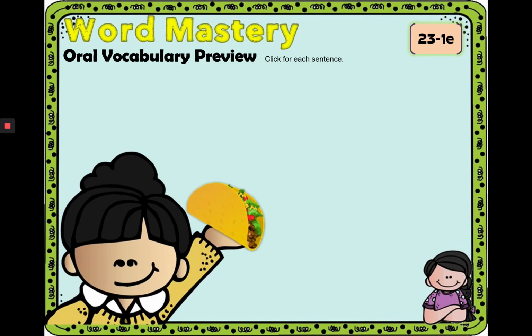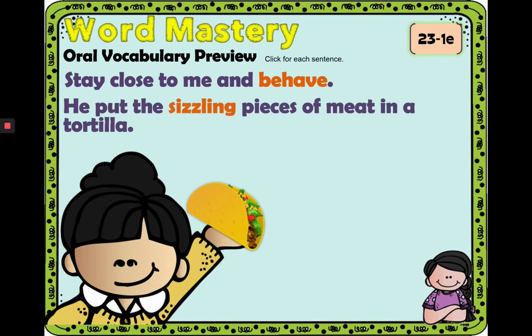All right. Our oral vocabulary preview. This is usually the words that are going to be in that story I read to you on the carpet when I have you close your eyes. But since that book is at school, we're just going to talk about these words that are good words for you to know as first graders. Stay close to me and behave. Think if you know what the word behave might mean. We're not going to talk about it yet. Behave. Sizzling. He put the sizzling pieces of meat in a tortilla.